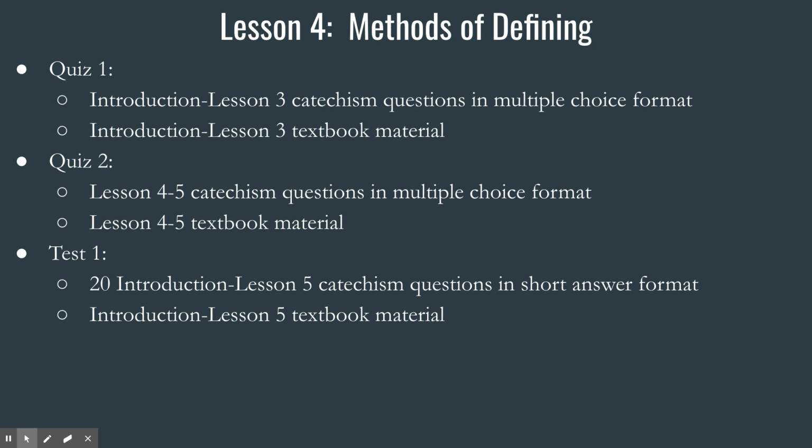So your test 1 has 20 questions from introduction through lesson 5 catechism, short answer, and textbook material, introduction through lesson 5. Okay. So that's how quiz and test will work. And after we do this once, one rotation through this, it's the same way every time. Quizzes will only have questions from the material on the quiz. Tests will cover whole units. Okay? So any questions about quiz or test format? Okay, great.